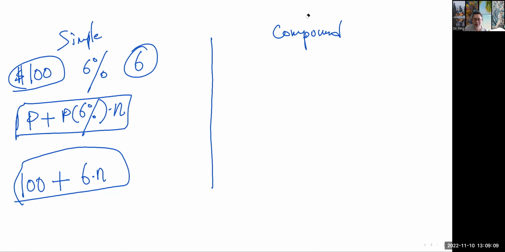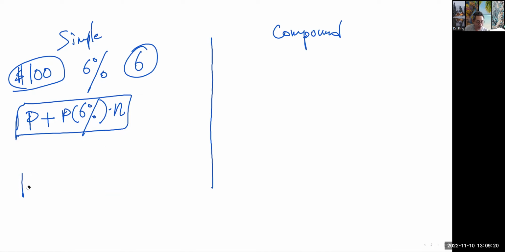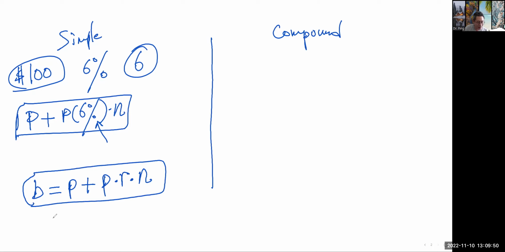Okay, so on simple interest, the final balance is the principal plus the principal times the interest rate, 6% times R. Sometimes in algebra we write the final balance as the principal times the rate R, which in this case is 6%, times the number of years N. But if we want to account for other interest rates, we just use the letter R. So that's our formula. You can also rewrite this as P times (1 plus R times N).